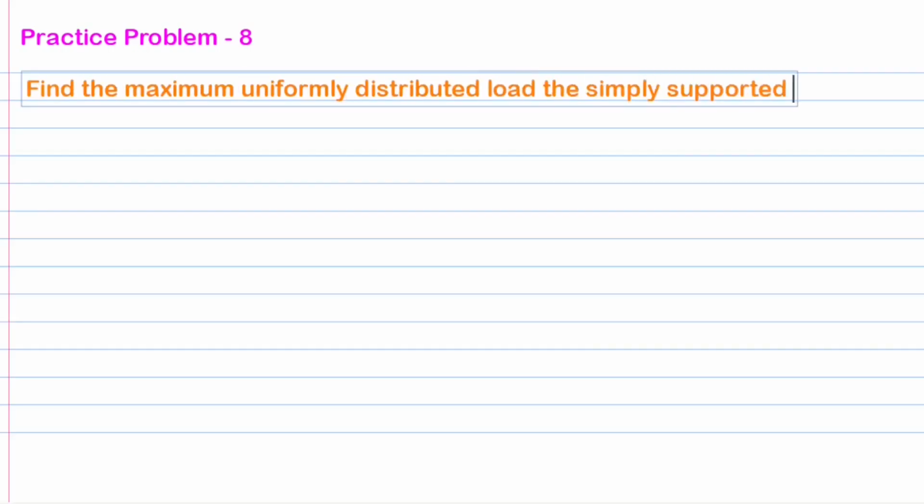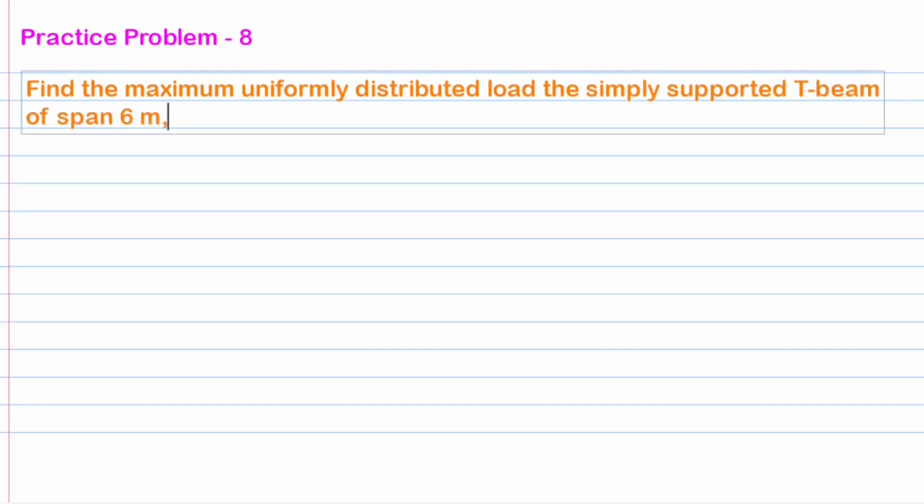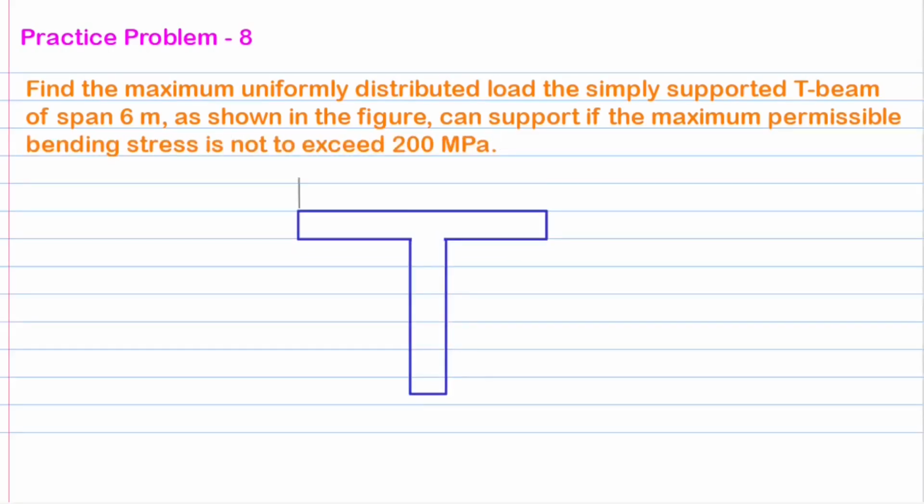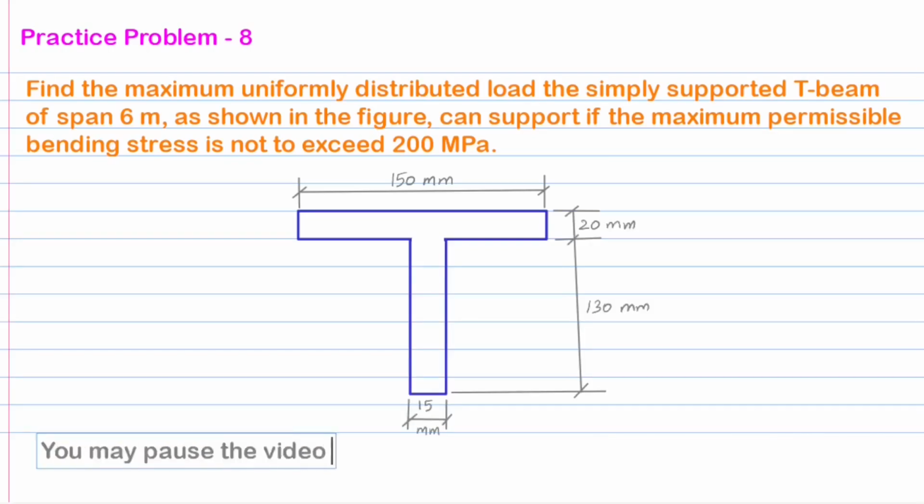Find the maximum uniformly distributed load the simply supported beam of T section as shown in the figure, which spans 6 meters, can support if the maximum permissible bending stress is not to exceed 200 megapascals. You may pause the video here, solve the problem and check for the correctness of your solution by resuming the video.